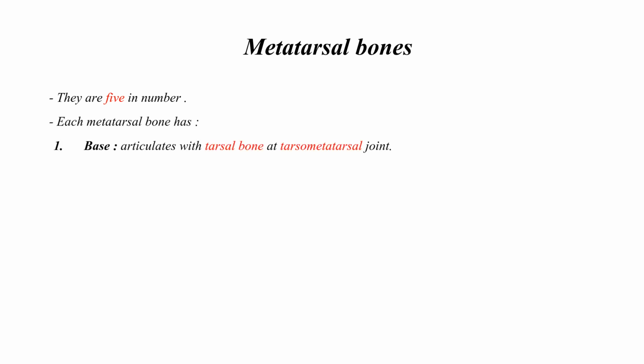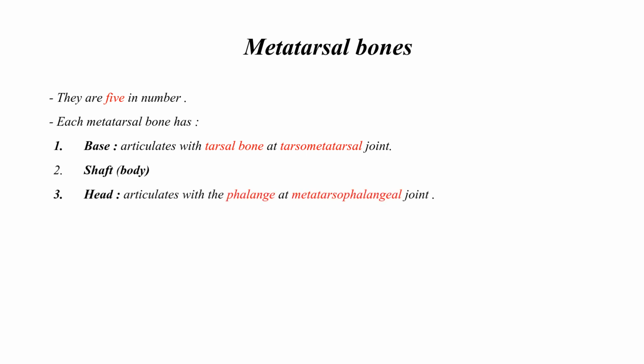Now let us talk about the second type of the bones in the foot, the metatarsal bones. They are 5 in number. The metatarsal bones are long bones. Each metatarsal bone has a base. The base of the metatarsal bone articulates with the tarsal bone at the tarso-metatarsal joint. The shaft or the body, and the head of the metatarsal bone articulates with the phalanx at the metatarsophalangeal joint.